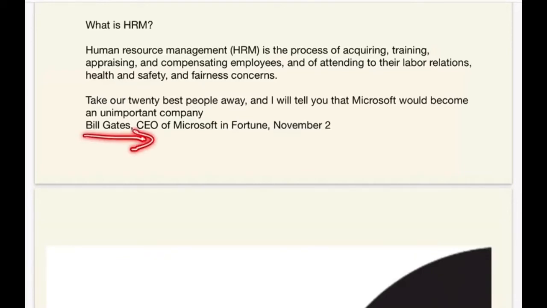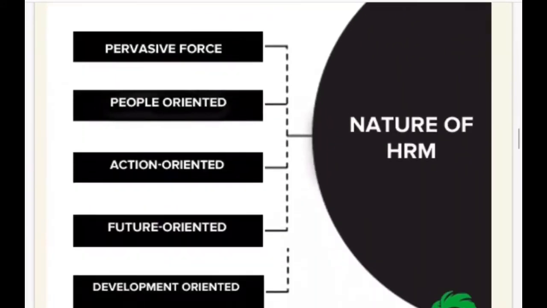One of the world's biggest businessmen, Bill Gates, says, take our 20 best people away and I will tell you that Microsoft will become an unimportant company. As he said, people are the most important resources. Their mind, their energy, their aspirations, their ambitions, their dedication, everything makes an organization. So we should give due respect and due opportunities to employees in an organization.